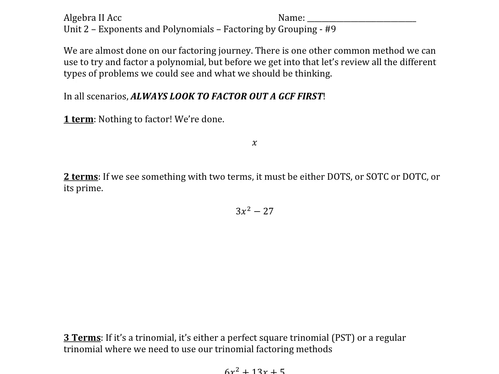So if we start with one term, like for example, x. Good news here is there's nothing to factor, there's nothing to do. We are done. Okay, let's move on to two terms. If we have two terms, then it must be either DOTS, SOTC, or DOTC. Okay, difference of two squares, sum of two cubes, or difference of two cubes. Or it's prime, prime meaning we can't factor it.